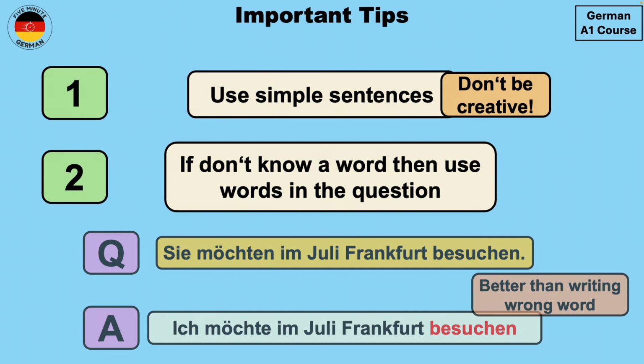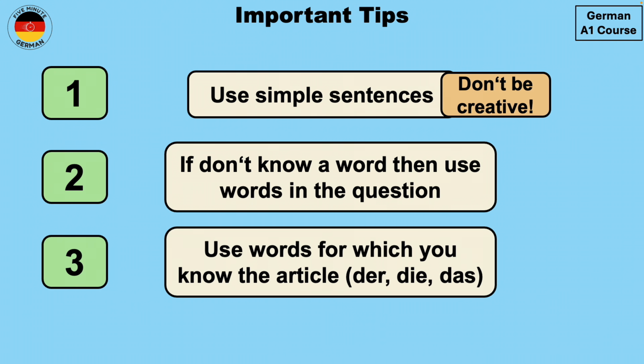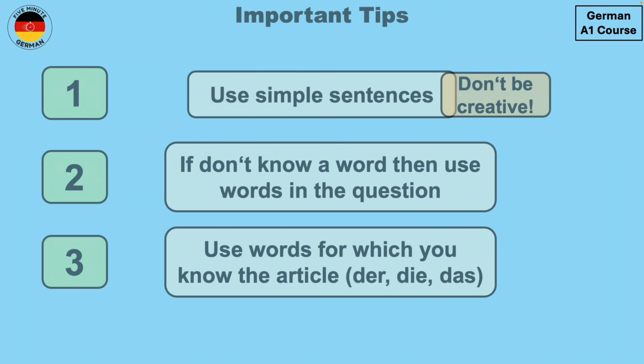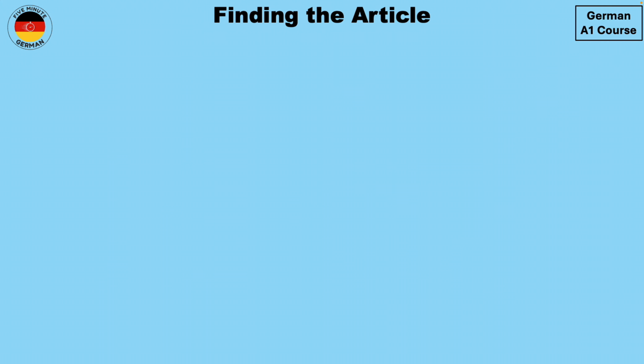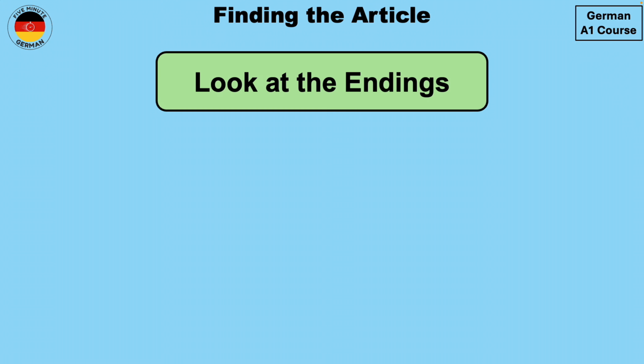And the third tip is that use words for which you know the article. Because if you use a word for which you don't know the article, then you will use the wrong endings and your marks will be deducted. Now what if you have to use a word from the question and you don't know the article to that word? What should you do in this case? So there is a way on how you can find the article of words used in the question. And this is by looking at the endings of the words before them.